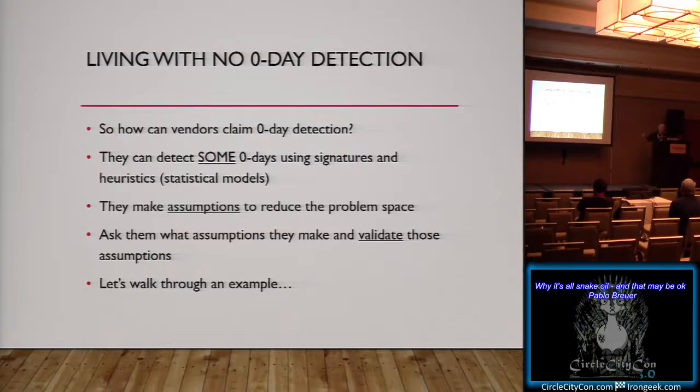So we kind of covered this already. Some vendors are going to claim that they do 0-day detection, and they might. They're going to detect some 0-days, absolutely. They're not going to detect all 0-days. And the way that they detect some 0-days is they're going to use some heuristics and some signatures, but sooner or later somebody's going to either break that statistical model or tweak their binary so it bypasses the signatures, and they're going to get through. What they're really doing is making some assumptions to reduce the problem space because they can't solve the problem otherwise. So what we really need to do is go through and validate those assumptions.